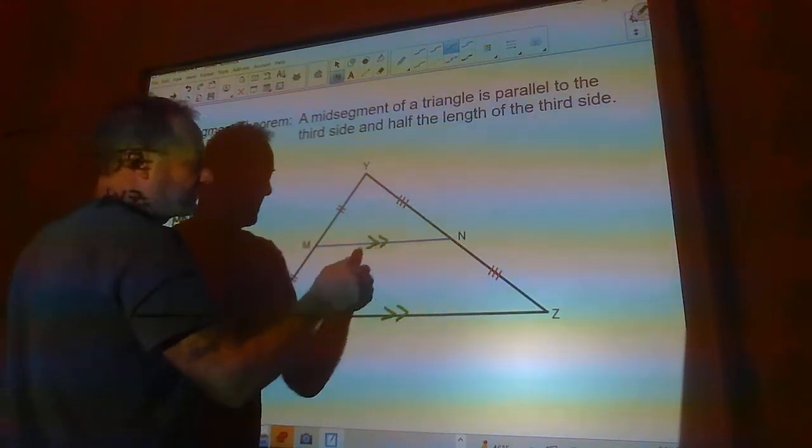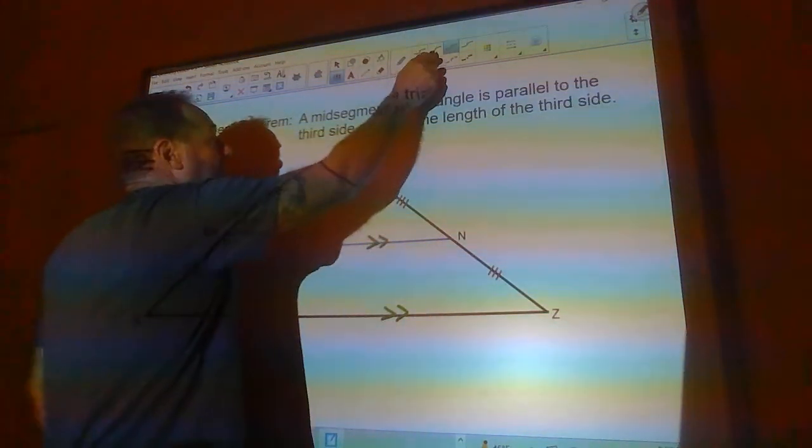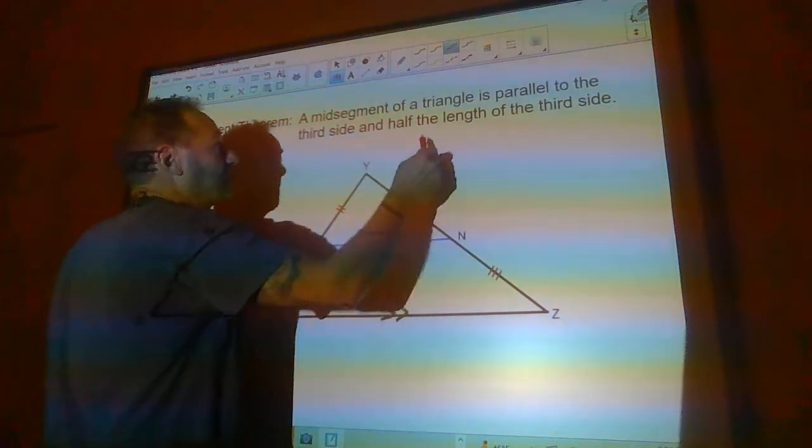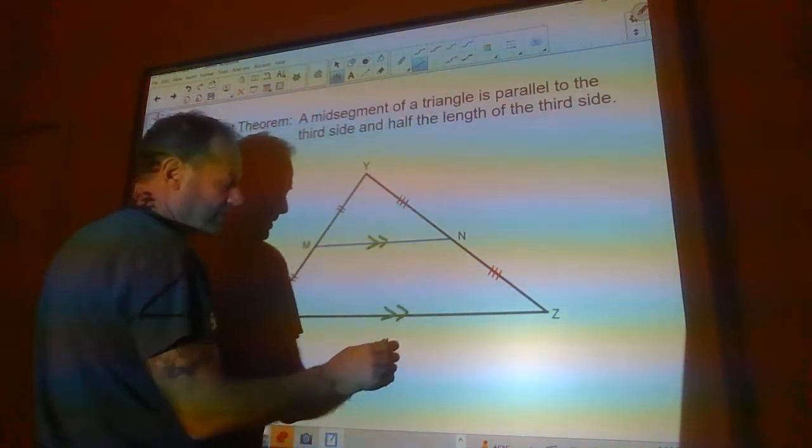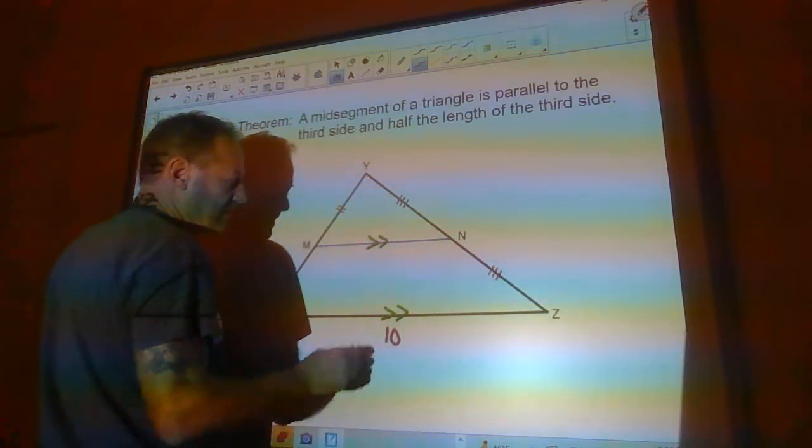So whatever this side is, the side here is double, or whatever this side is, the midsegment is half. So we can say if this was 10, then this would be 5.